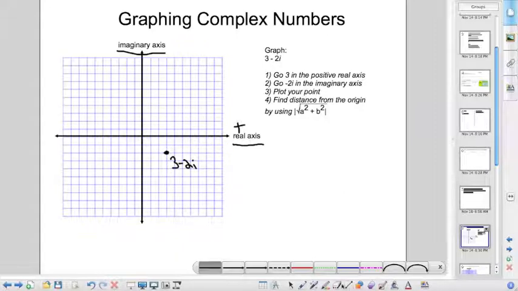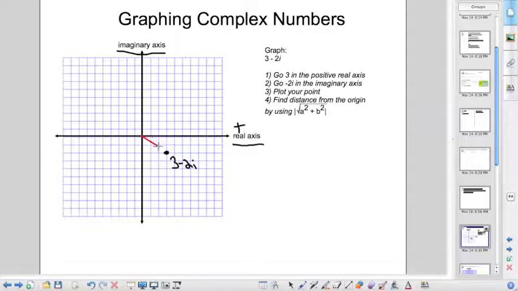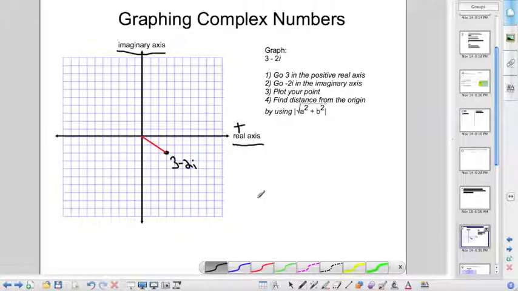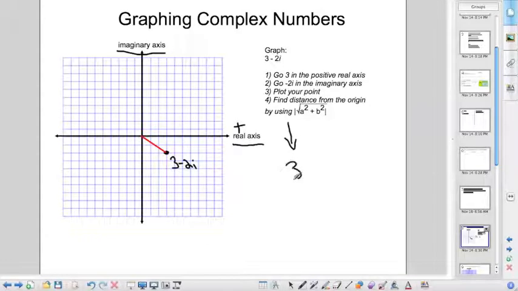Next, we have to plot or connect the origin from the point and use step 4 to find the distance from the origin by using the square root of a squared plus b squared. So to do step 4 now, you have 3 minus 2i, and remember it's in the form of a plus bi. So our a is 3 and our b is negative 2.